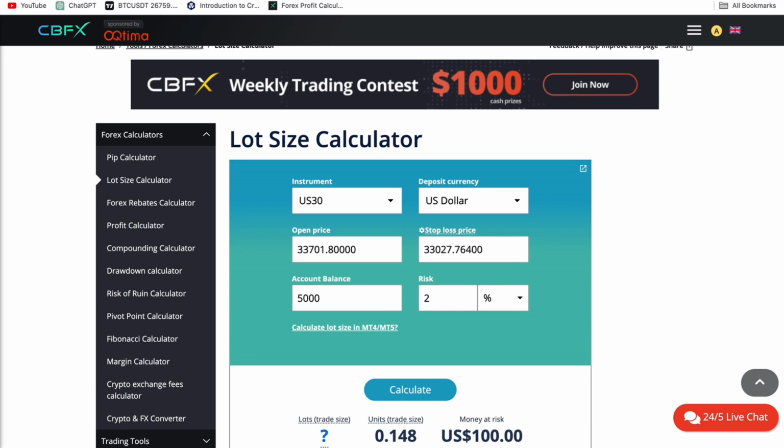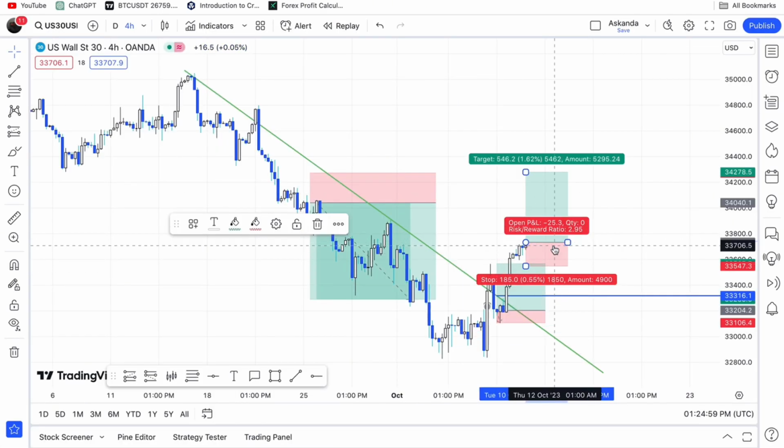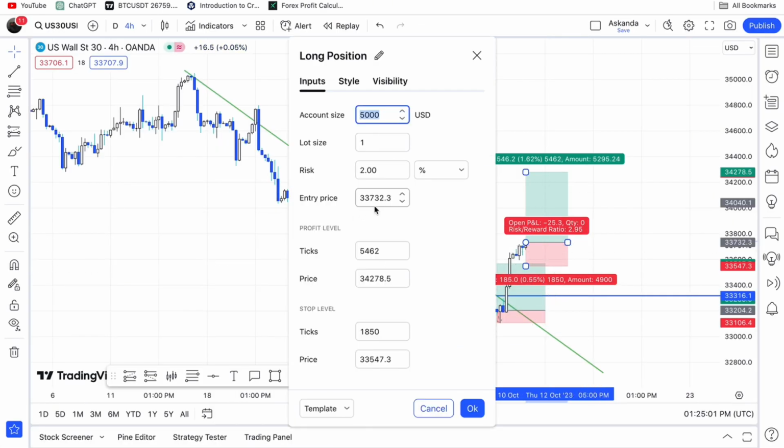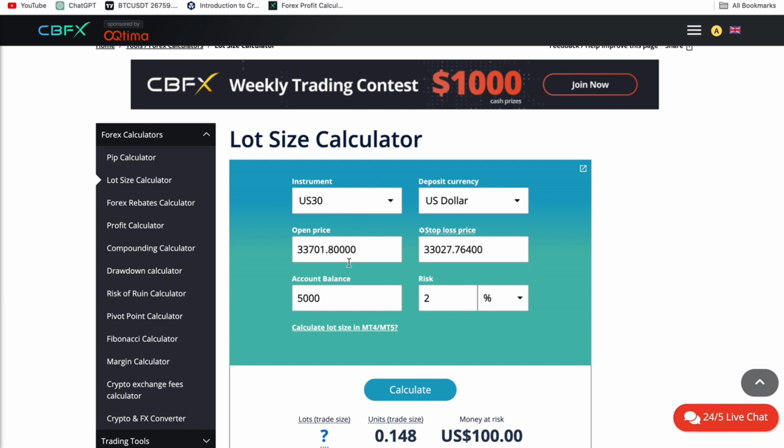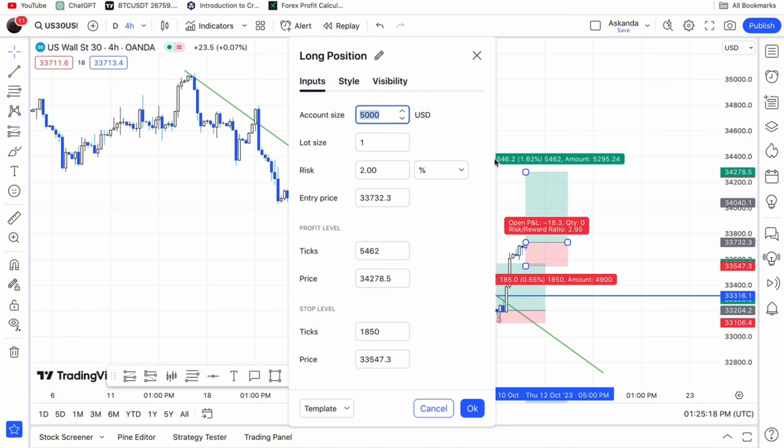So now that we know this is our entry, let's go to TradingView. Then we'll double click again. So our entry is $33,732. Please, if you don't understand this video, rewatch it again. It's very important. Even if you don't understand something, the position sizing is very important. So what we need to do next is our stop loss.